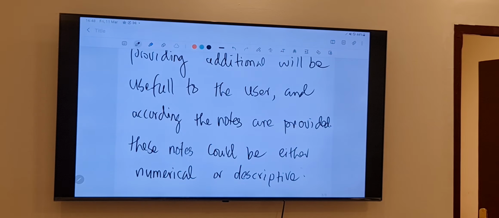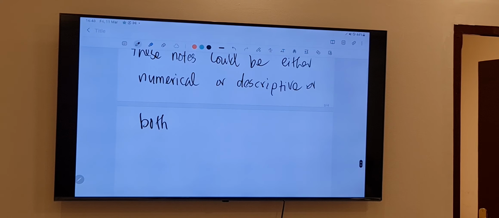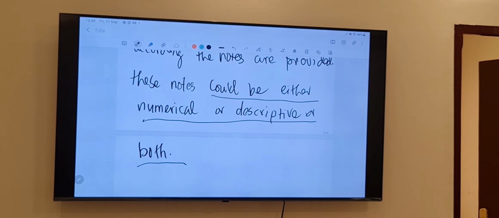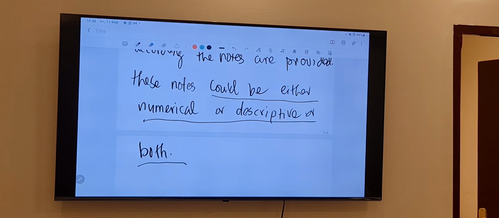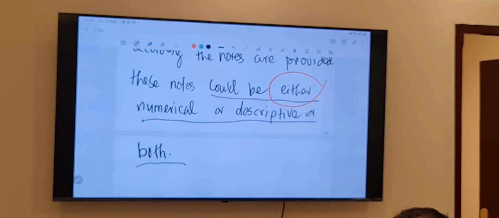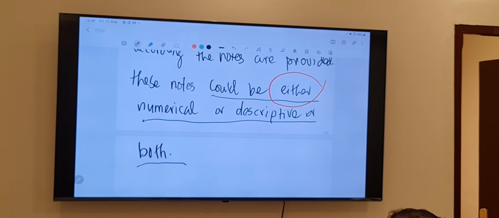I will add one more word, please: or both. Numerical or descriptive or both. You understood this final sentence? This is clear? Either, or both. In Arabic we say walla: walla hada, walla hada. That word walla is either. Then numerical or descriptive? Numerical means numbers.